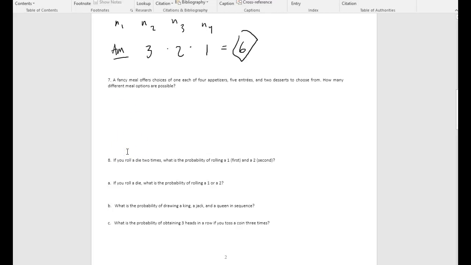A fancy meal offers one each of 4 appetizers, 5 entrees, and 2 desserts to choose from. How many different meal options are there? So this is again multi-step. We have an option here, an option here, an option here. So N1 would be appetizers, so 4. N2 would be entrees, so 5. N3 would be desserts, so 2. 4 times 5 times 2 is 40 options.